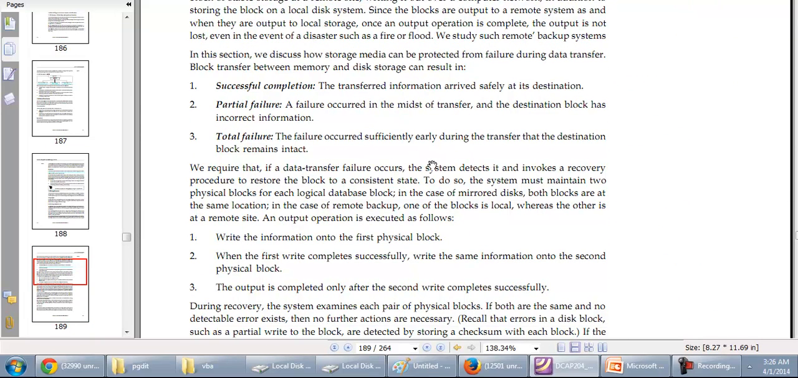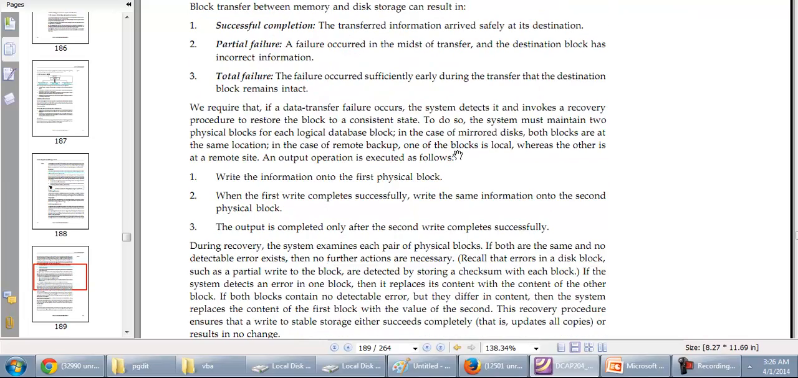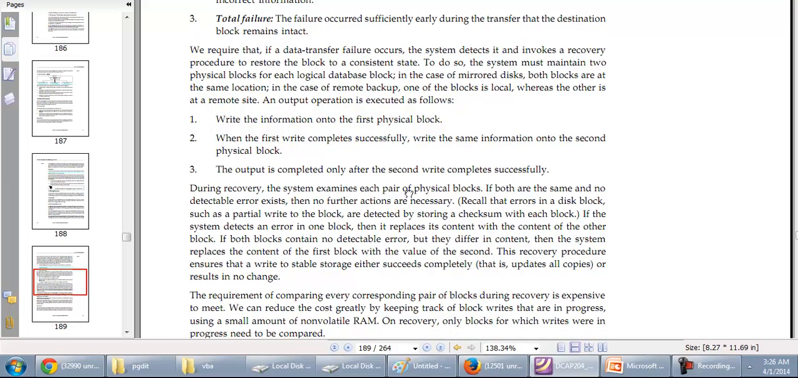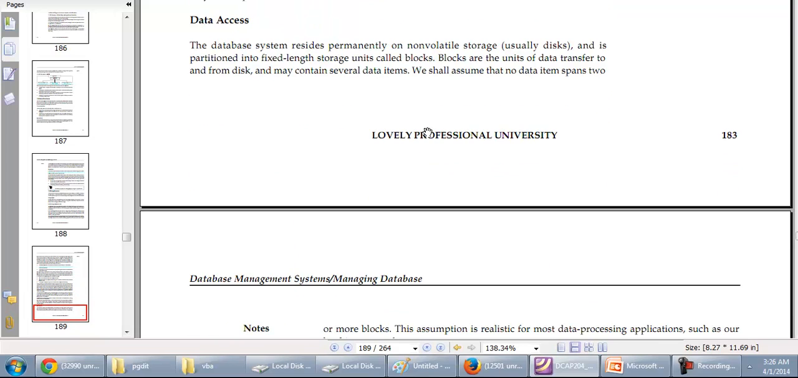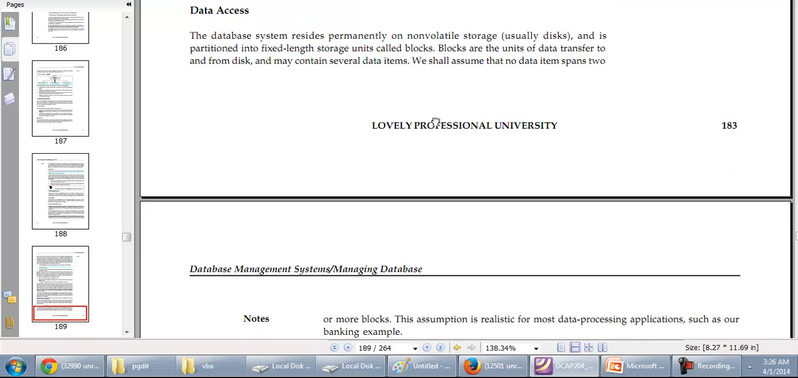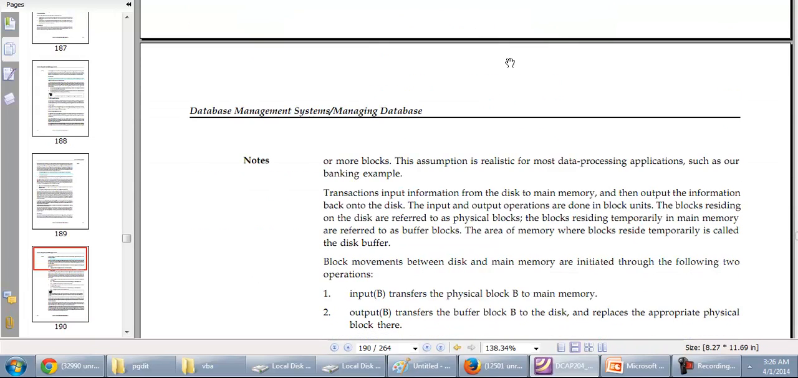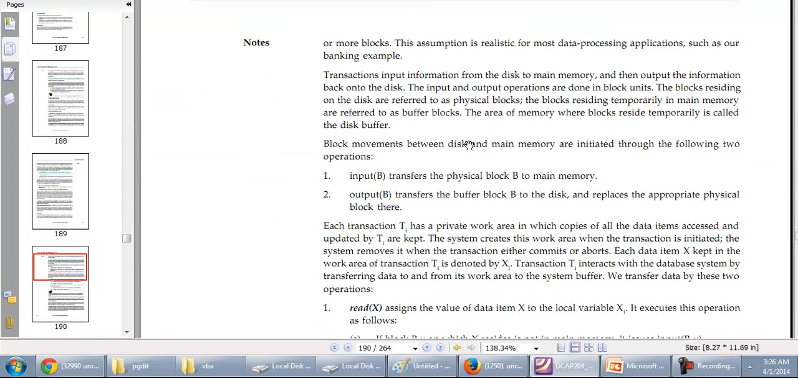The books of self-completion, partial failure and total failure. Write the information on physical law, write complete service, the output is completed. Data access: the database is designed permanently on non-volatile storage, usually disk, and is partitioned into fixed-length storage called blocks. The assumption is elastic for data processing such as read and write.